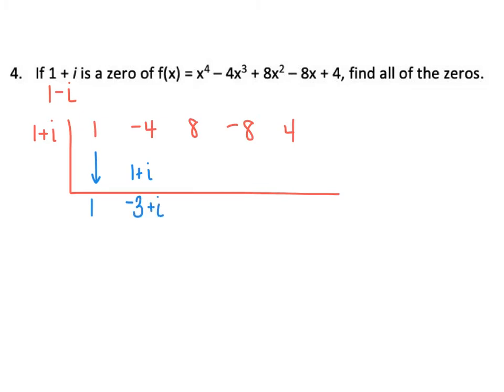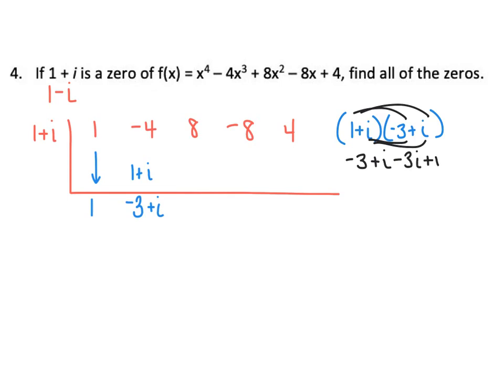Now I'm going to multiply 1 plus i times negative 3 plus i. Until you get good at it, you may need to write your steps over on the side. So I distribute the 1 would be negative 3 plus i. Distribute the i then would be minus 3i plus i squared. Combine my like terms, this here would be negative 1, so I'd have negative 4 minus 2i. I add would give me positive 4 minus 2i.